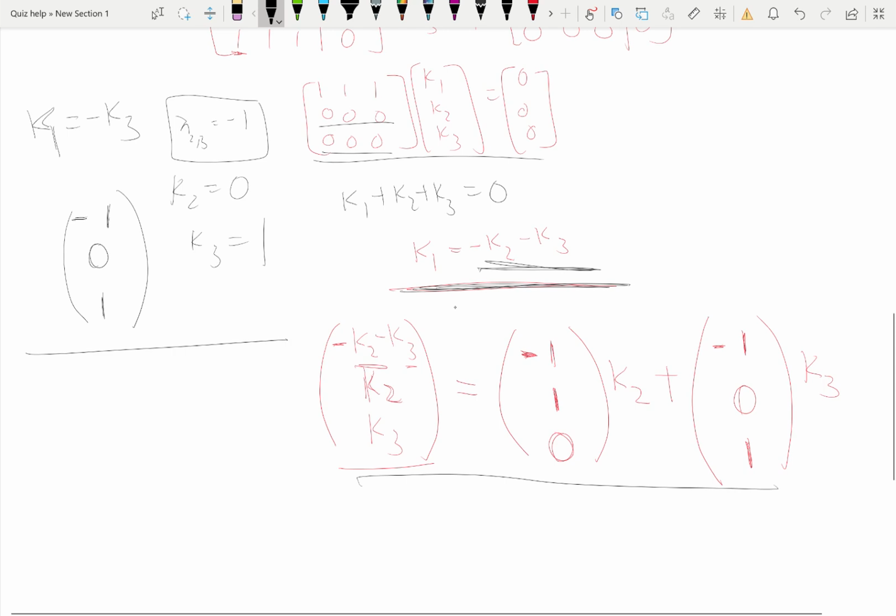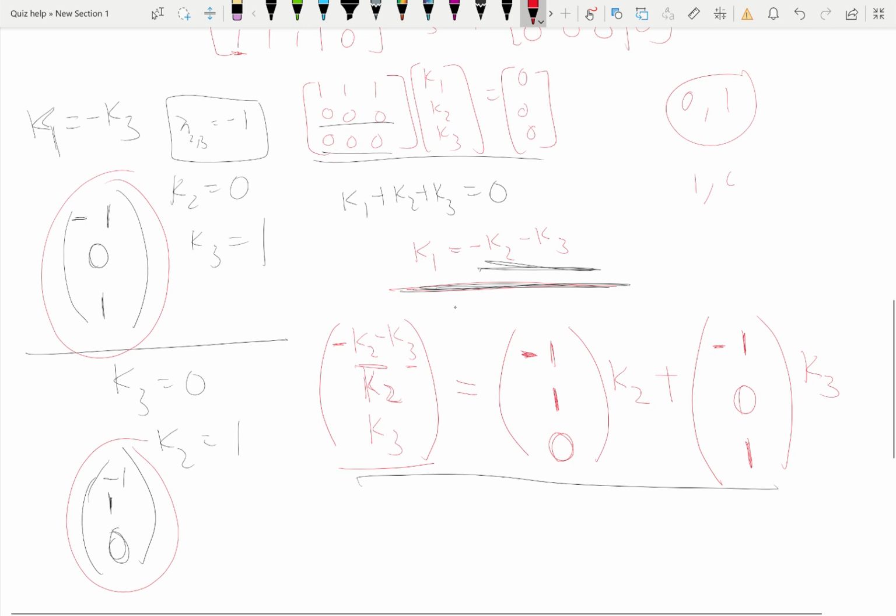Now the other choice you can make is K3 is 0, K2 is 1. So then K1 will be negative 1. So this is how you get the two eigenvectors. You make two choices: 0, 1 is one choice, and 1, 0 is the other choice. Or if this makes sense, try to write the relationship in vector form and then try to decompose it.